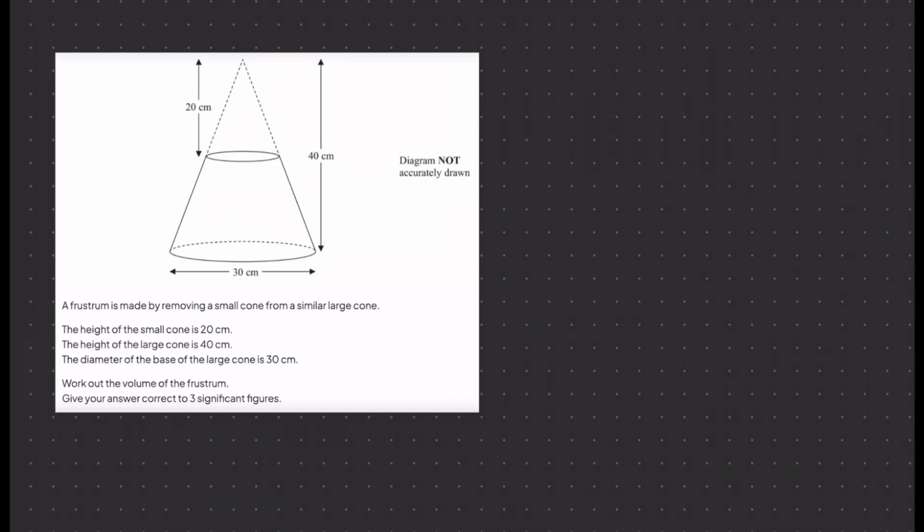Let's have a think about how to calculate this remaining volume. So let's work out initially the big cone's volume. To do that, I'm going to do 1/3 times the base surface area. To calculate that, I'm going to need to do 30 over 2 to find my radius, square that, and times by pi. Then I'm going to multiply by the perpendicular height of 40 centimeters. So that's going to work out the volume of my big cone.